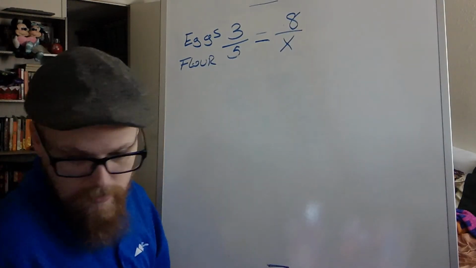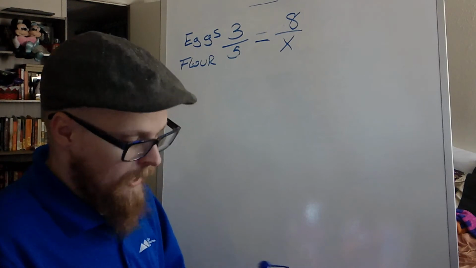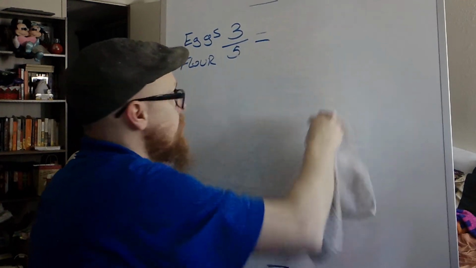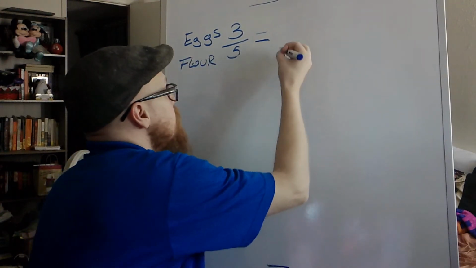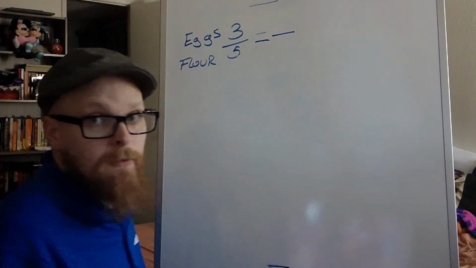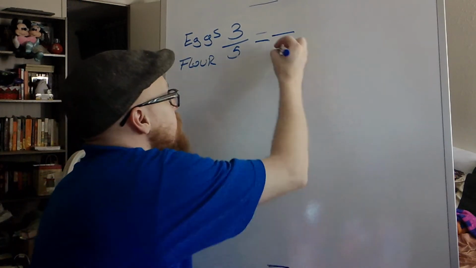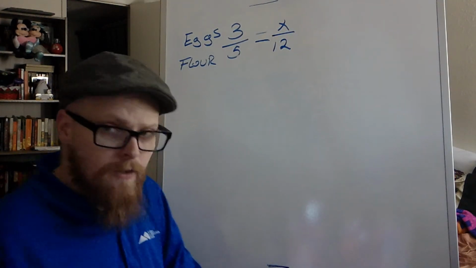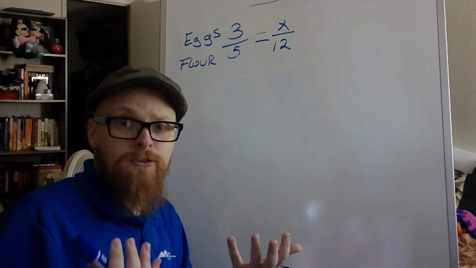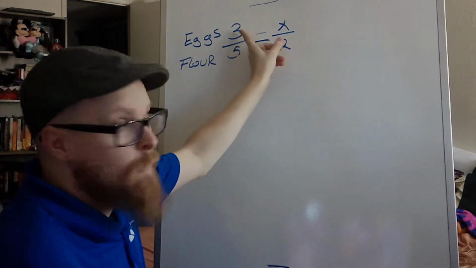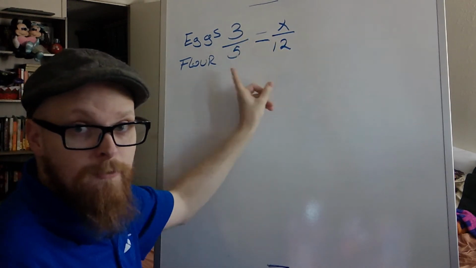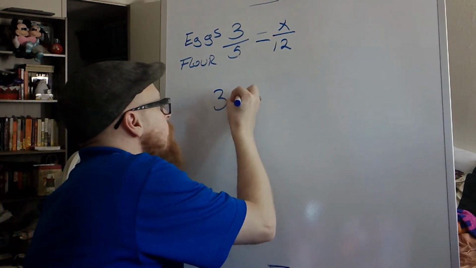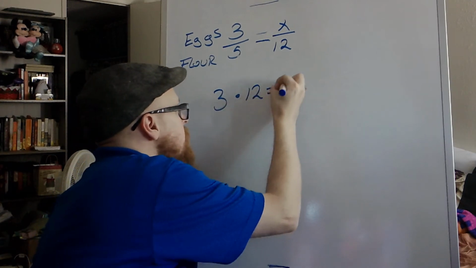So, I've heard this asked before, and it is a valid question. What if my number is on the bottom instead of the top? So what if they tell me they want to know how many eggs we use if we use 12 cups of flour? So my x is on top. You do the same thing, you're just going to do it the opposite direction. In this case, I'm going to multiply across from top to bottom this time instead of from bottom to top. So 3 times 12, right? 3 times 12 will give me 36.